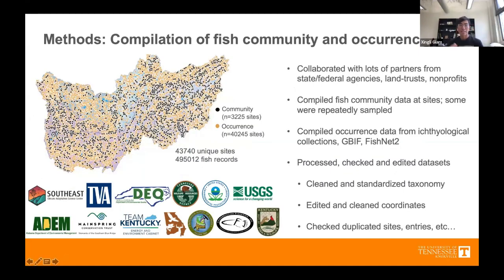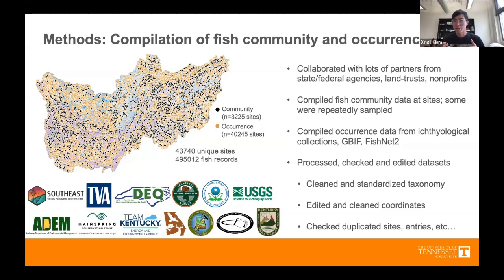For the entire project, the main thing that we need to do is to compile fish community and occurrence data. When we say fish community data, it means that a crew of people from a state agency or from TVA will go down to different streams in the summer. Usually they start in March and end their field sampling in early September or late August, and they go to a stream and aim to sample the entire community comprehensively. Their aim is to get an overall idea of what species are there and what the relative abundances are.